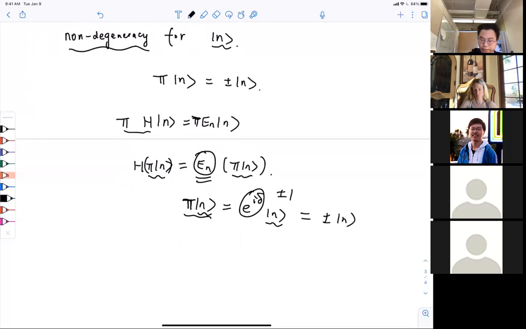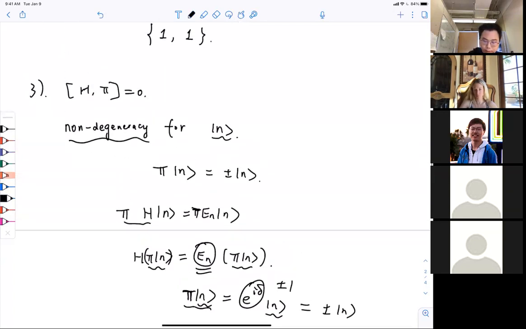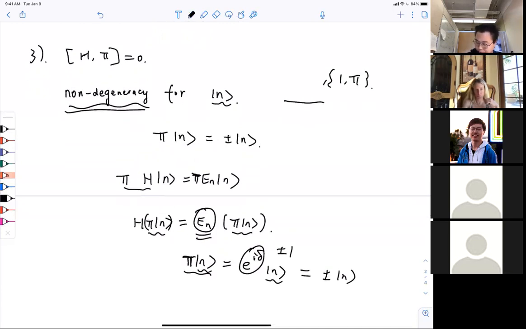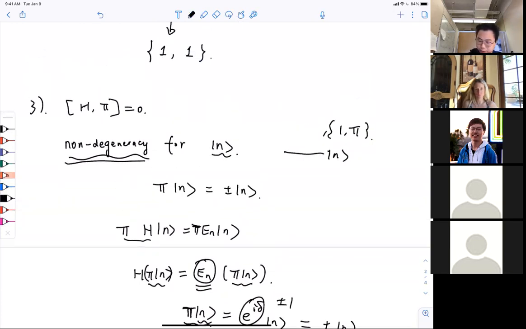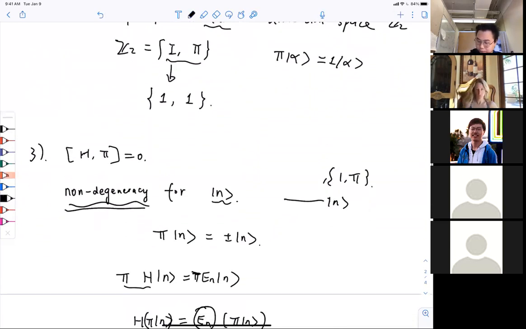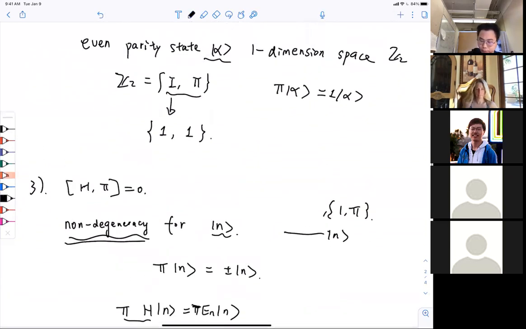Okay, so basically it's saying that if your eigenstate, if that eigenlevel is non-degenerate, then it forms an irreducible representation for a Z2 group, right? If this state is an odd parity state, then it forms this kind of non-trivial representation. If it's even parity, then it's just a trivial representation.